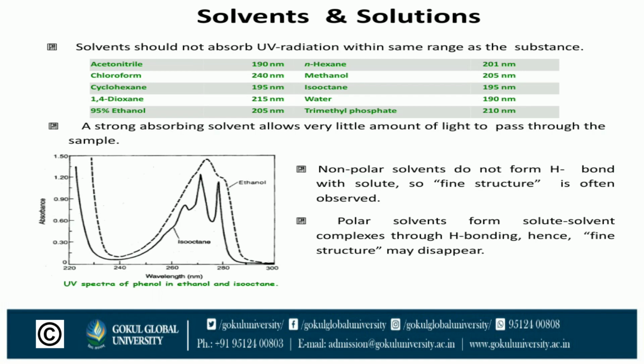Methanol shows 205 nanometers. Isooctane shows 195 nanometers. Water shows 190 nanometers. Trimethyl phosphate shows 210 nanometers. Okay, there are different values in the UV spectrum of the solvents. A strongly absorbing solvent allows very little light to pass through the sample. So if the solvent is highly absorbing, the amount of light reaching the sample will be little.